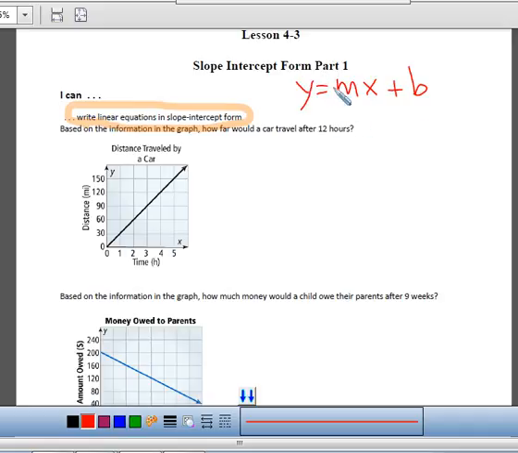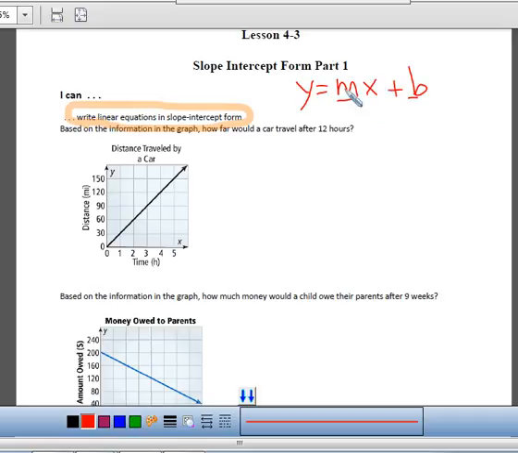I don't need to explain an equal sign or a plus sign. Y and x you should already know. You got input and output. X is input, Y is output. Those are variables, those are changing. M and B are something new.